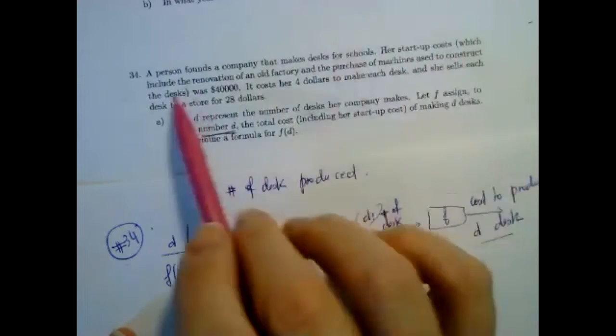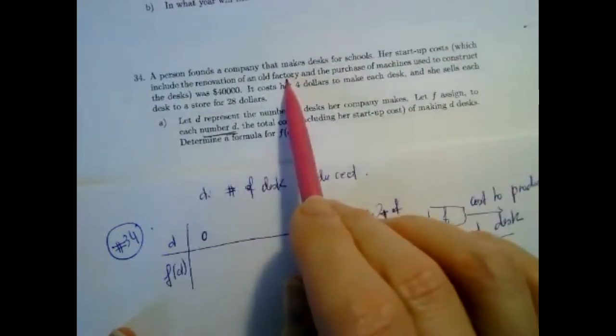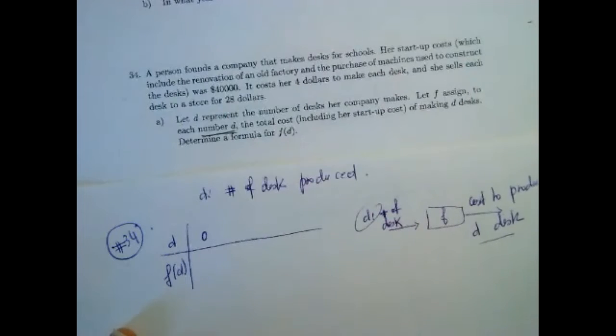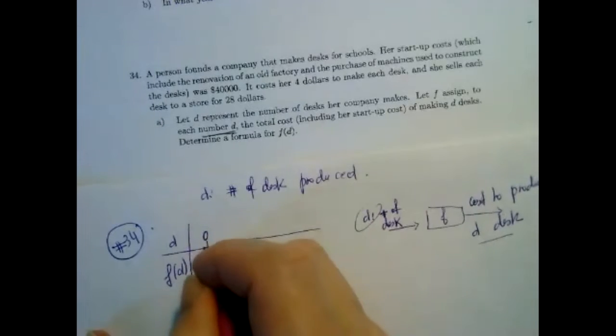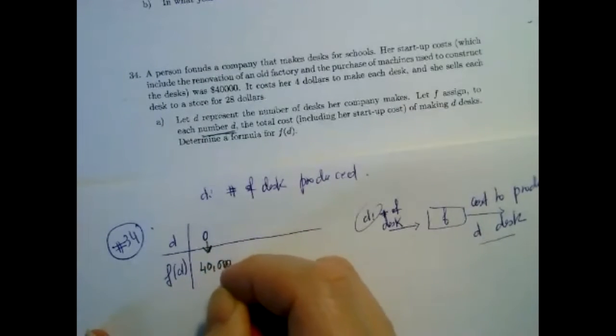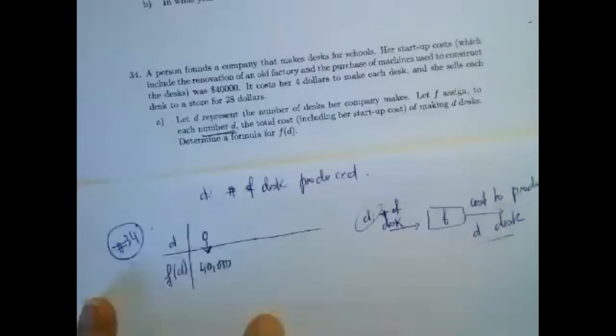The problem tells you renovation of an old factory, purchase of machines used to construct the desk. So prior to even producing a desk, they really have to purchase stuff. The startup cost to produce those desks. You cannot just rent a room and make a desk. You have to buy the machinery. So the initial at D equal to 0, that's the startup cost. That's the 40,000.